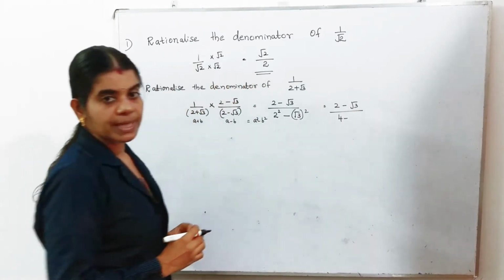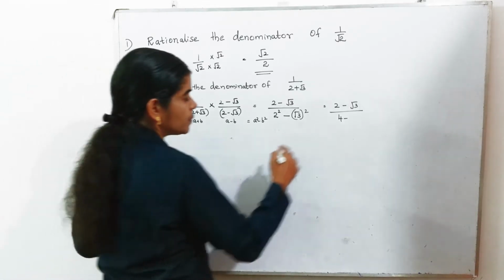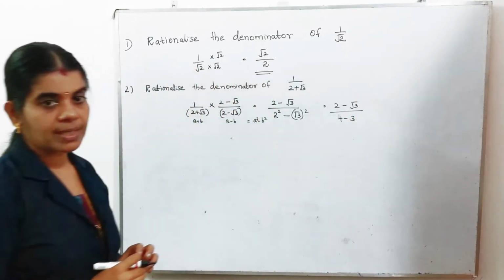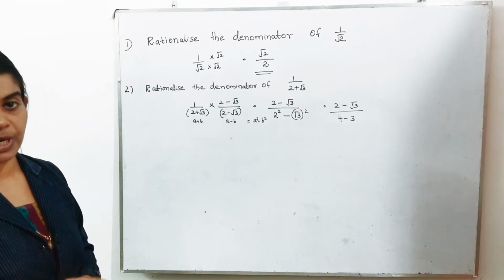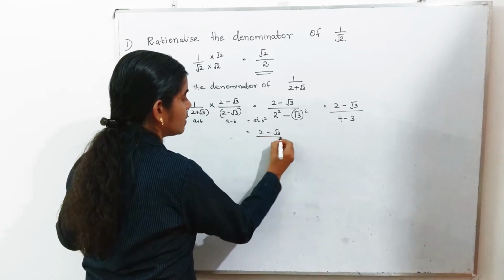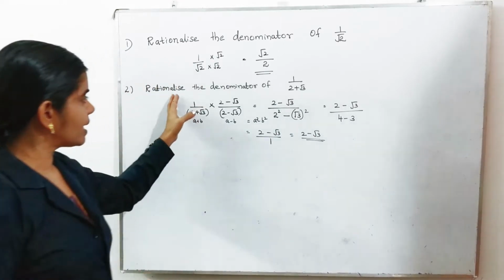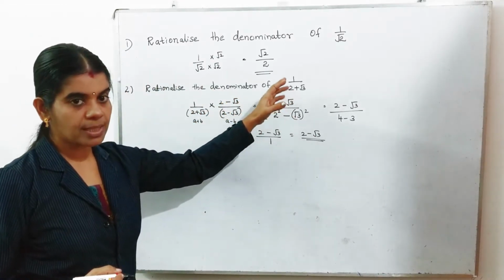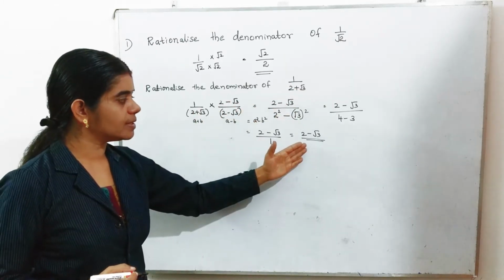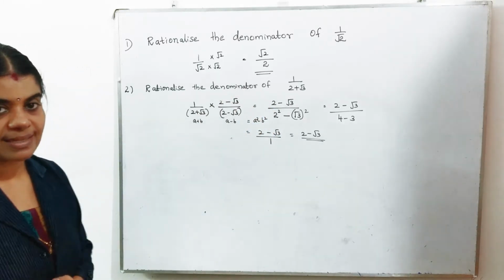What is root 3 whole square? Root 3 whole square means root 3 into root 3. That will become 3 itself. Therefore 4 minus 3. Then 4 minus 3 means it will become 1. If the denominator is 1, no need of writing that. Therefore our answer will be 2 minus root 3 by 1, or that's equal to 2 minus root 3. Therefore we have rationalized the denominator because the root 3 in 2 plus root 3 is already removed. Therefore our answer is 2 minus root 3 by 1. That is already rationalized. Clear?